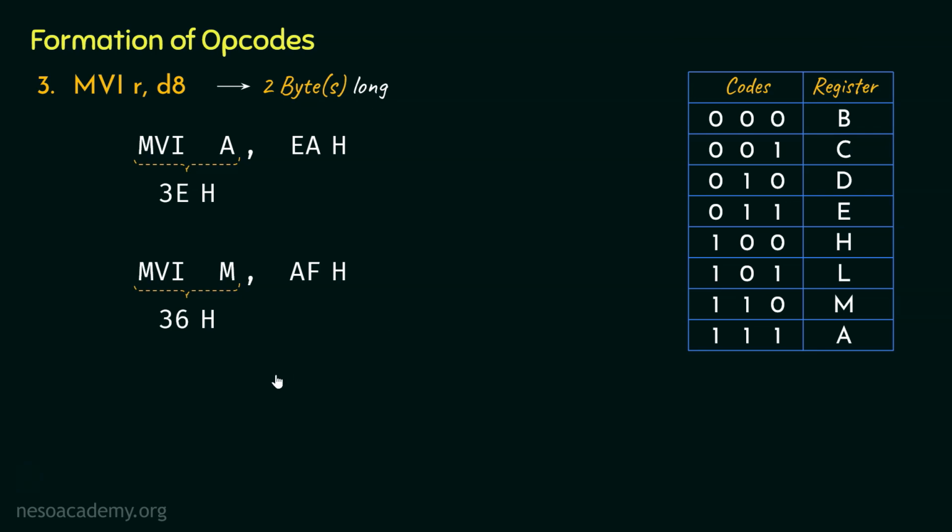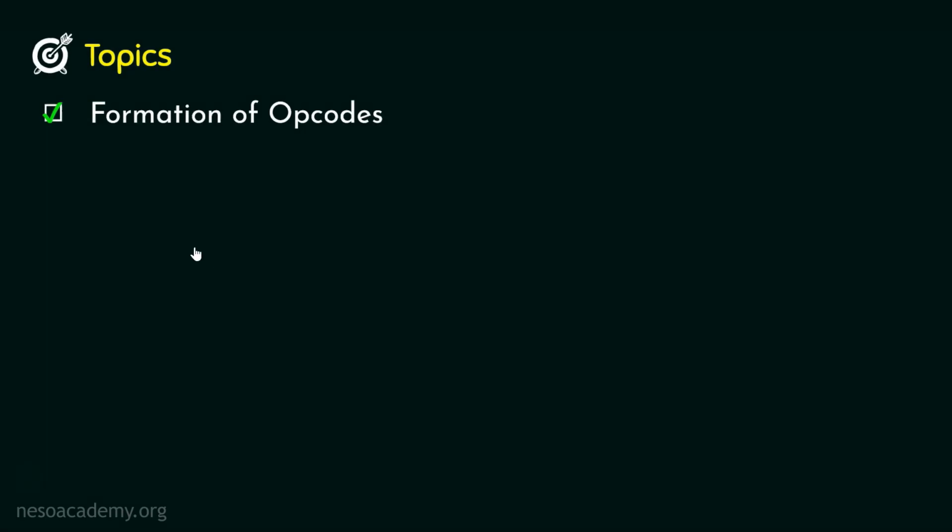So this is how we can find out the opcodes for this type MVI R, D8. So I believe now you know how to form the opcodes. We have got the register code chart for this purpose. All we have to know is the code specified for the mnemonics by Intel microprocessor. And don't worry, that is also documented for all the different instructions in the documentation of Intel 8085 microprocessor. So in this session, we covered the topic formation of opcodes.